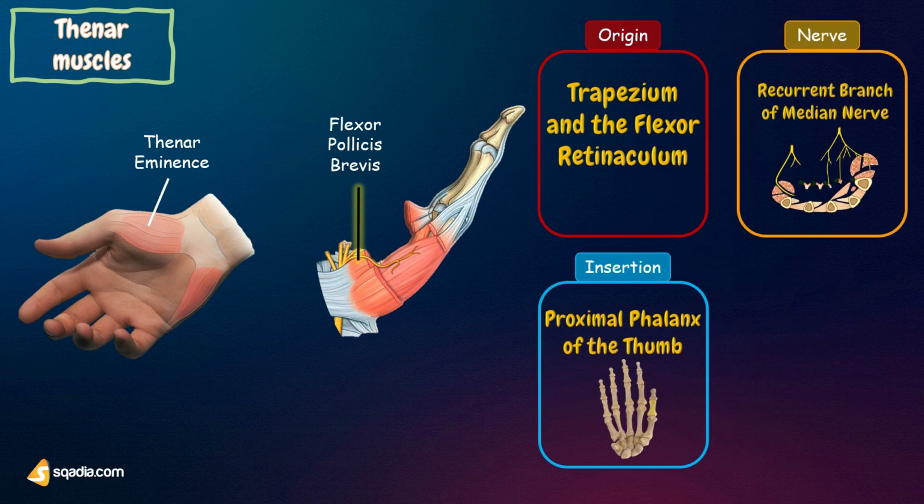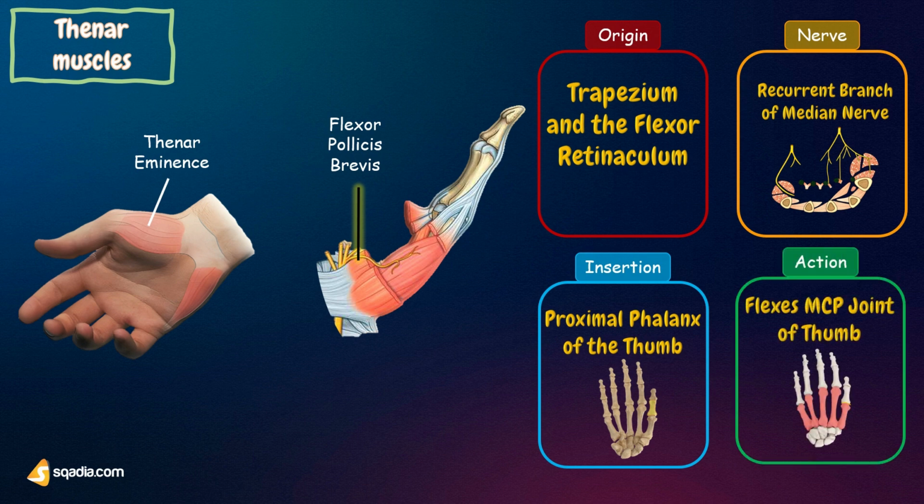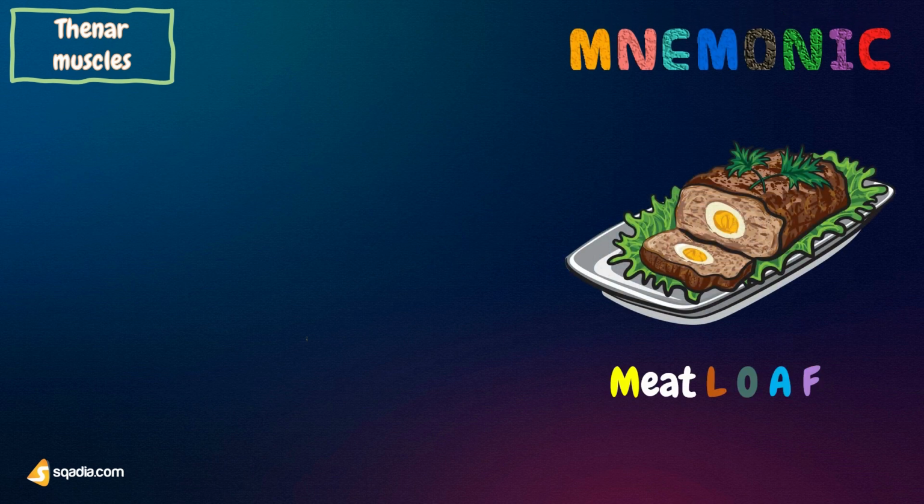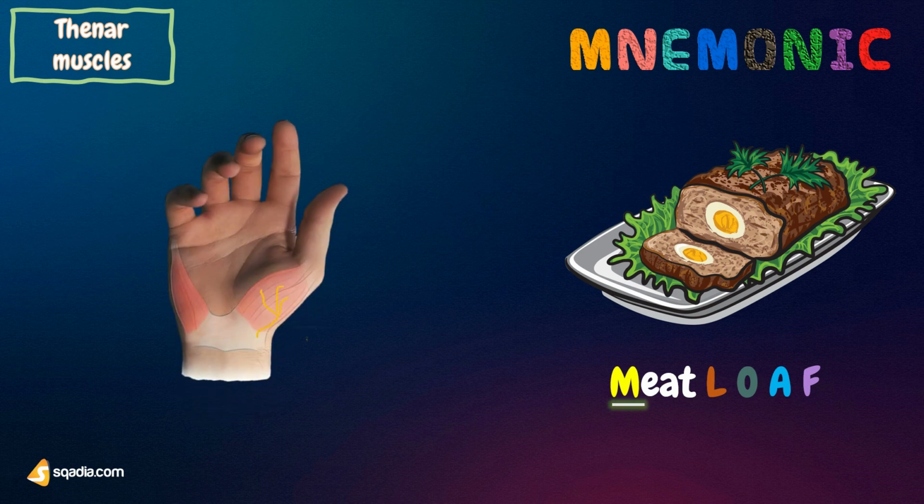The flexor pollicis brevis flexes the metacarpophalangeal joint of the thumb. A good way to remember what muscles are in the thenar eminence is to associate them with meatloaf. The capitalized M in meat is for the median nerve, which supplies all three muscles. The thumb, or the thenar eminence, is on the lateral side of the hand.